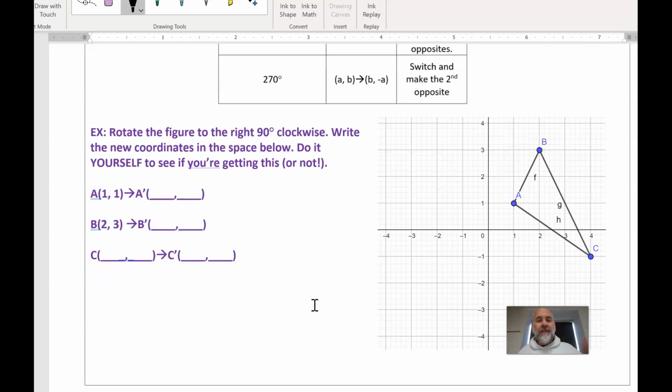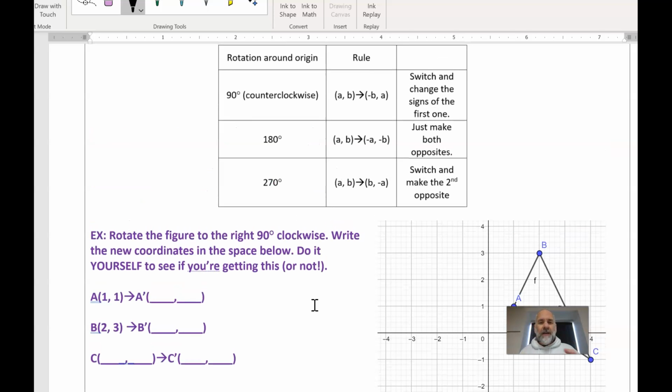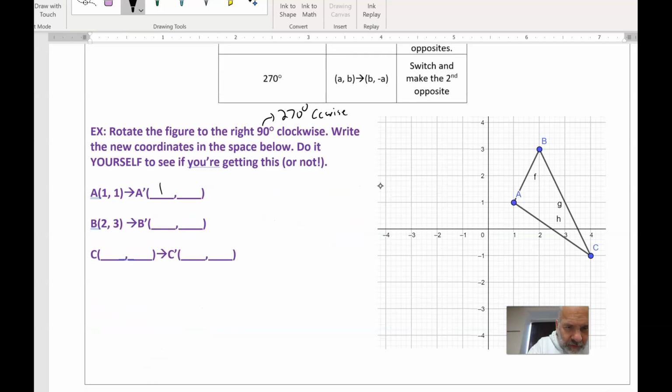So you can have a figure like this, and it says rotate the figure to the right 90 degrees clockwise. So you can go, okay, 90 degrees clockwise. Clockwise is this way, yeah, so this is what I'm supposed to do. Oh, that's counterclockwise. So 90 degrees clockwise is 270 degrees. And so to use the chart, I'd have to do this one, not the 90 degrees one. Remember, the book defaults to counterclockwise if it doesn't say otherwise. So it says, okay, just switch the coordinates and make the second one opposite. So switch them and change the sign of the second one.